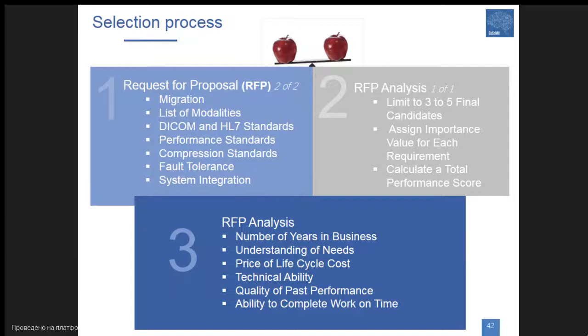It is important also to think about migration, list of modalities, standards, performance standards, compression, system integration, many points. And in a request for proposal, you will limit it to 3 or 5 candidates, and finally calculate a total performance score for every vendor, which would provide a solution or offer for the system.